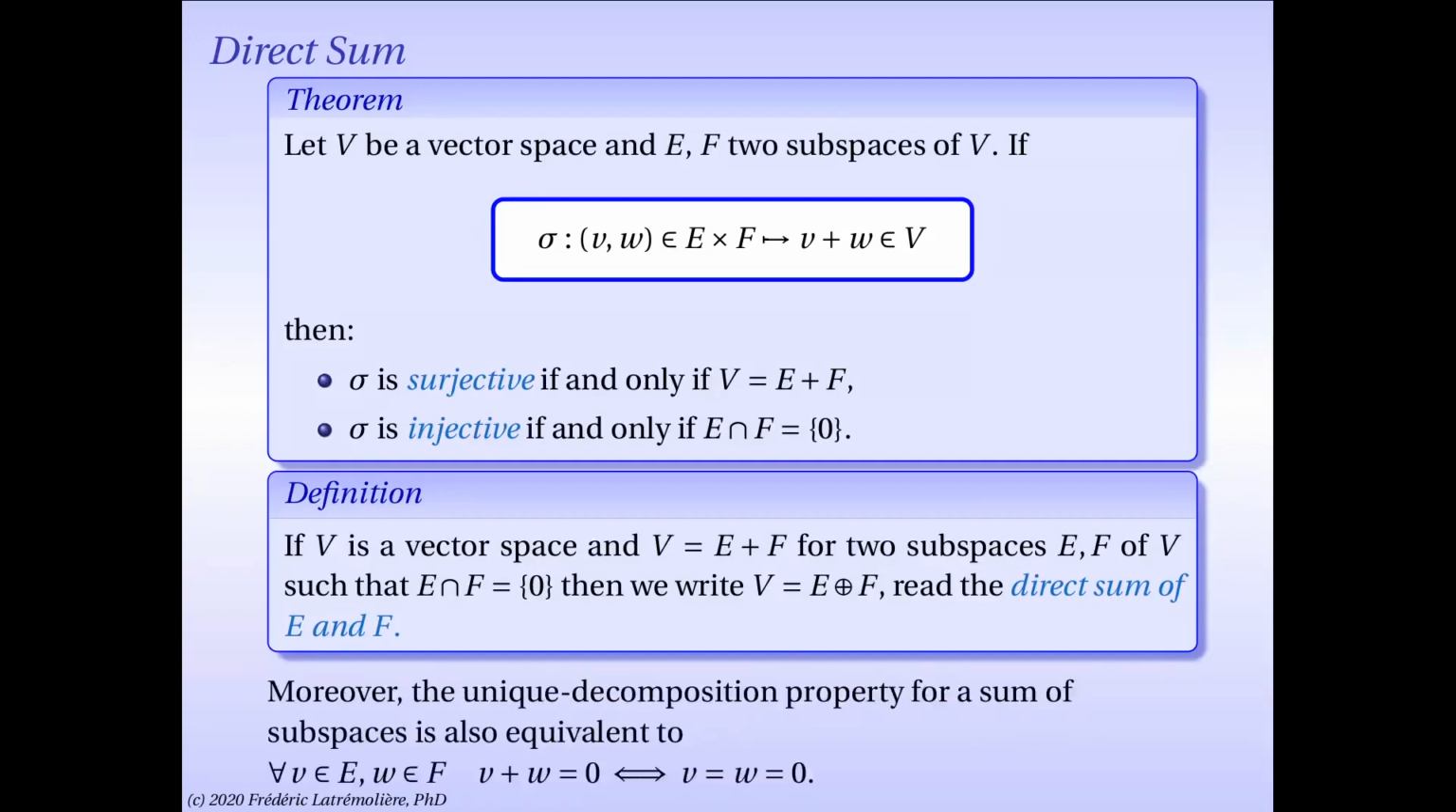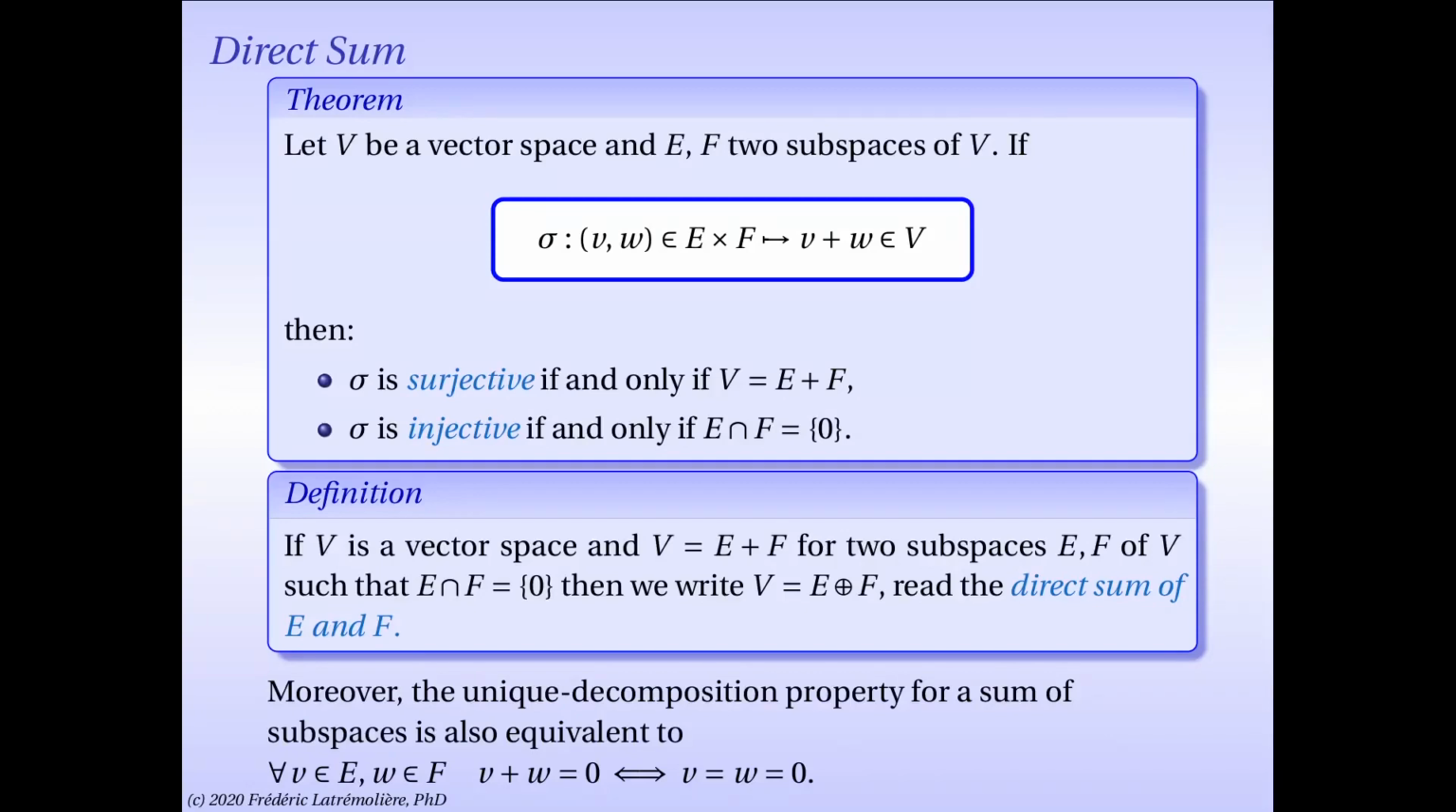If you look at the proof, I invite you to do that. We'll get back to it anyway in this lecture, but it is interesting to already notice this, what I call the unique decomposition property for a sum of subspaces. This long property I just discussed is also equivalent to what looks a lot simpler: the property that if you have a vector in E and a vector in F and their sum is 0, then it must be that both of those vectors are already 0.